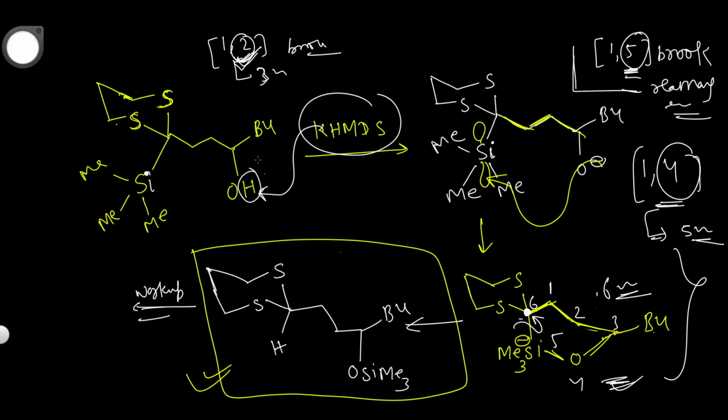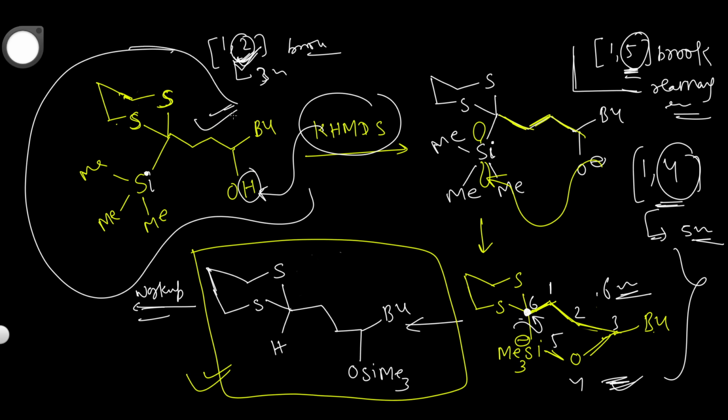Okay, so I have taken an example here. Here is a 1,5 Brook rearrangement, but if you do the actual mechanism, then you will find that you get a 6-member ring formation in this reaction. Okay, the name is a 1,5, but you get a 6-member ring formation. The name is a 1,2 Brook rearrangement, but you will get a 3-member ring formation. The name is a 1,4 Brook rearrangement, but you will get a 5-member ring formation in that mechanism. Okay, so that's all about the Brook rearrangement.